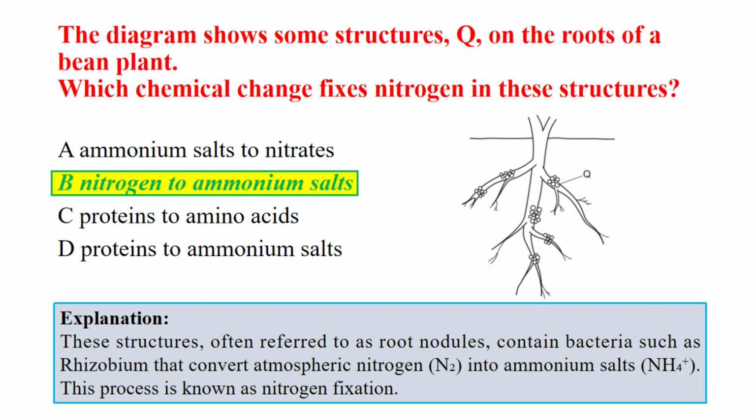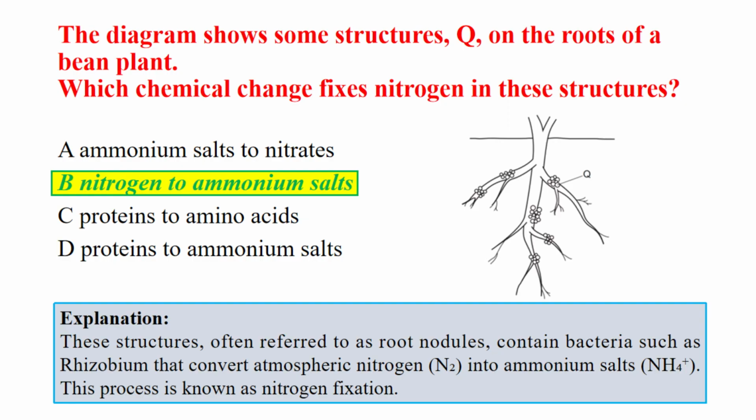These structures on the roots of the bean plant are called root nodules. Inside these nodules, there are special bacteria known as rhizobium. These bacteria have an incredible ability. They can take atmospheric nitrogen, which is N2, and convert it into ammonium salts, or NH4. This process is known as nitrogen fixation.